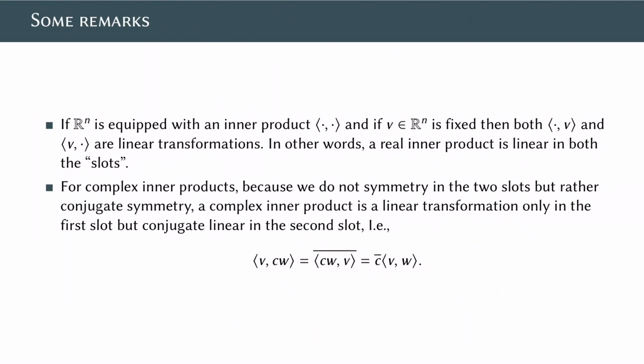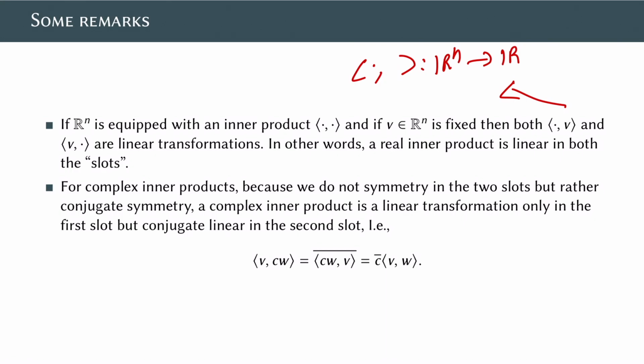Let's see some examples, but first let me make some remarks. If you equip Rn with an inner product and you consider a vector V in Rn and fix that as the second slot, then you can see that this is a map from Rn to R. That is, when you fix the second slot and you plug in things in the first slot, you get a map from Rn to R, and you can check from the properties of a real inner product that this map is going to be a linear transformation.